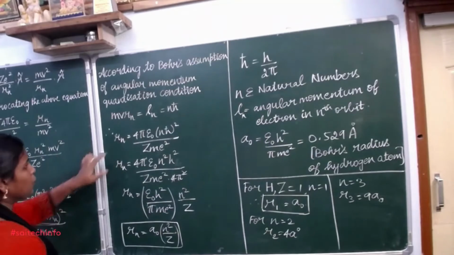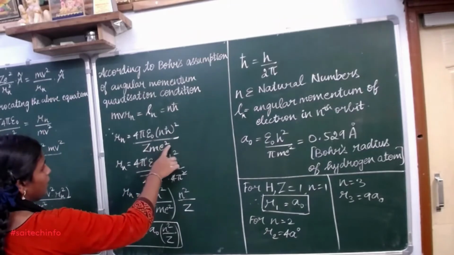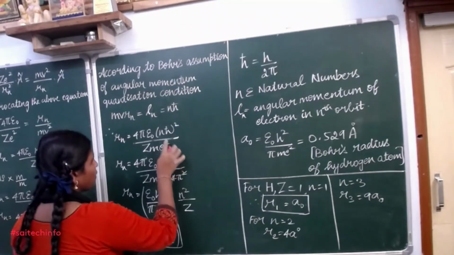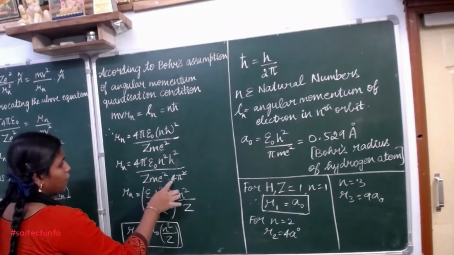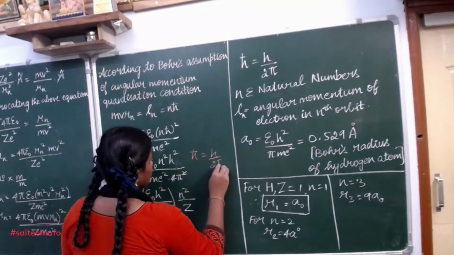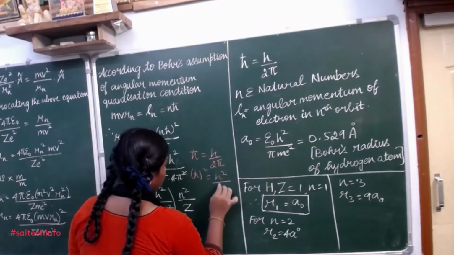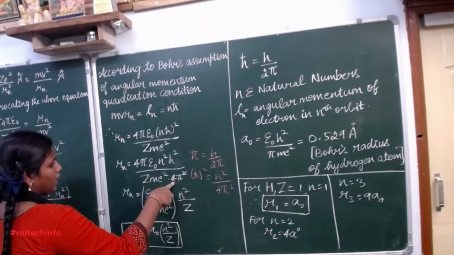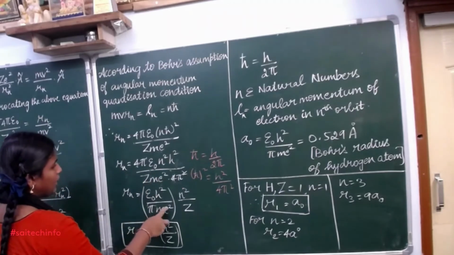So Rn is equal to 4 pi epsilon naught, n h cut the whole square, divided by Z m e square. Here we separate n square and h square: 4 pi epsilon naught n square h square divided by Z m e square into 4 pi square, because h cut is h by 2 pi, so h cut square is h square by 4 pi square. So 4 pi and 4 pi cancel, leaving epsilon naught n square h square divided by pi m e square.